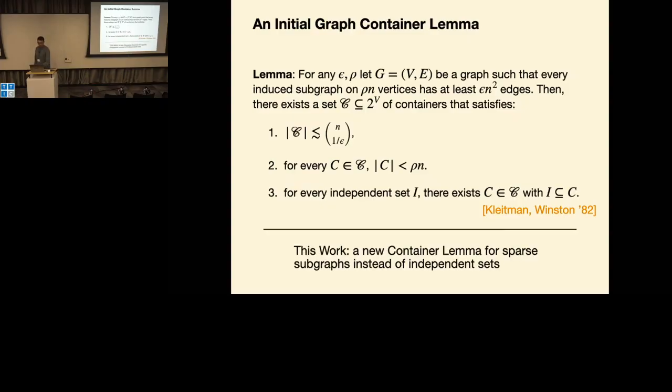The punchline is that in this work, what we had to do was prove something that looks like this, but for sparse subgraphs instead of independent sets. And that was really our main contribution, making this work for sparse subgraphs, in a parameter range we were interested in that had not been done before in any of the combinatorics literature on container methods.